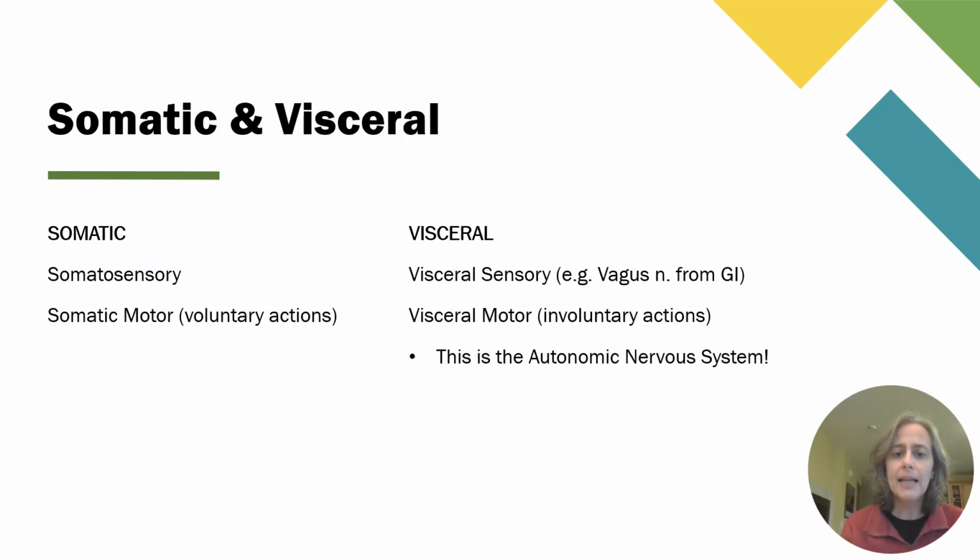So we have somatic and visceral motor. So our involuntary or automatic stuff is the autonomic nervous system. So that's a nice way to remember it, the autonomic nervous system is the automatic nervous system. Involuntary things that happen without you making them do so.